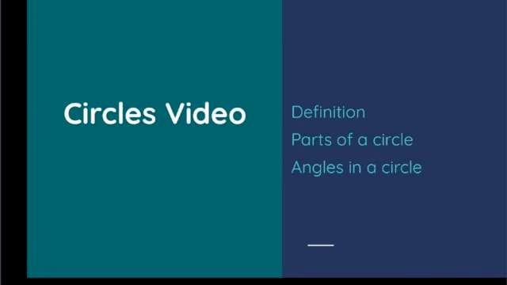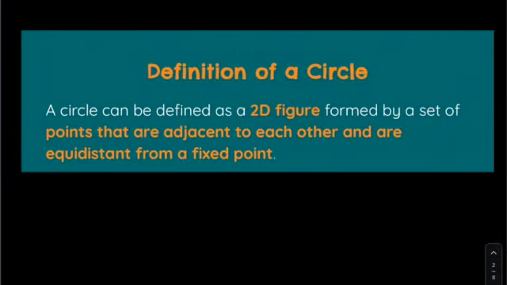In this video, we're going to talk about circles. We're going to go over the definition of a circle, the parts of a circle, and angles within a circle. The definition of a circle is a 2D figure that is formed by a set of points that are adjacent to each other and are equidistant from a fixed point.